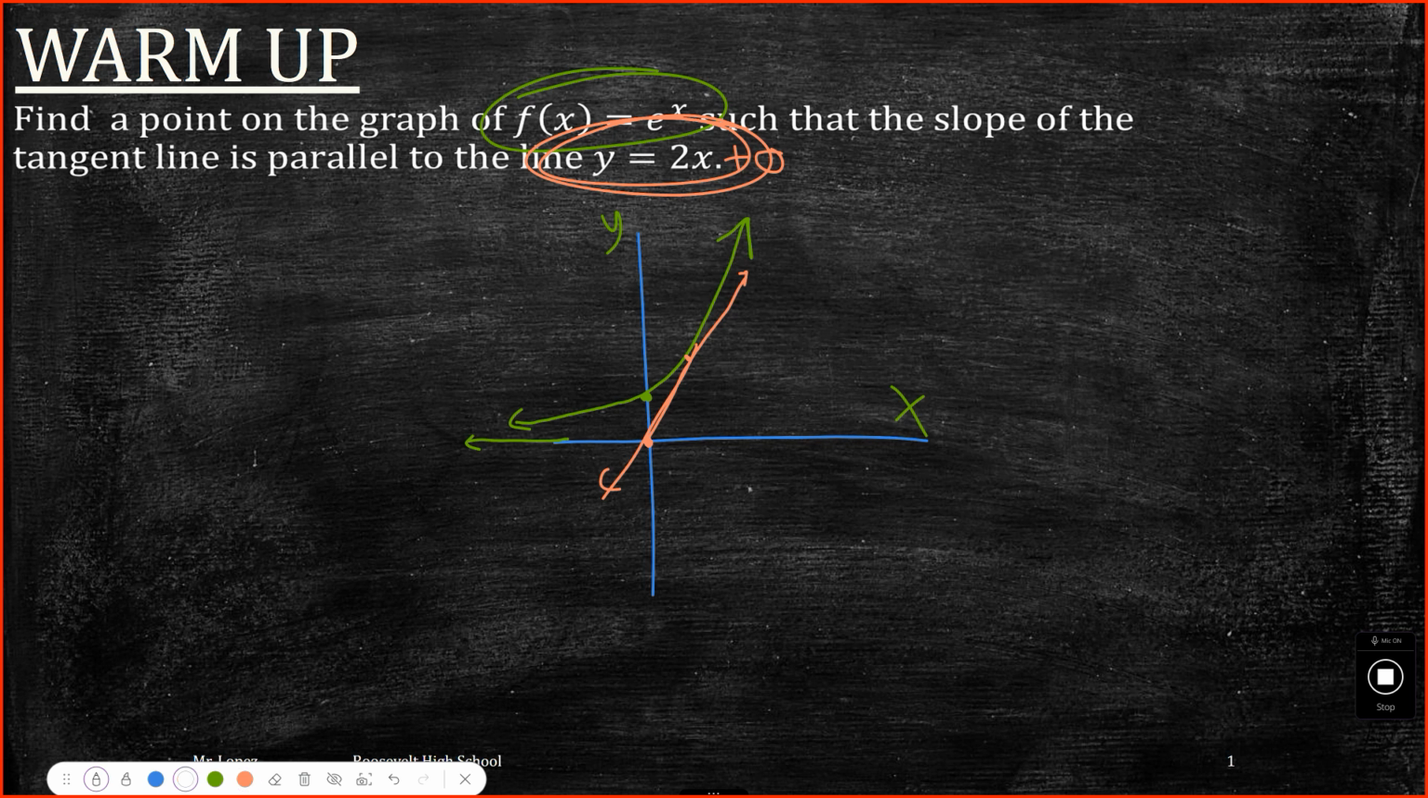So what is this x value here? Because the tangent line would go through there. So it's some number here, no? Find a point on the graph. Okay, so what is it? How can we figure it out?